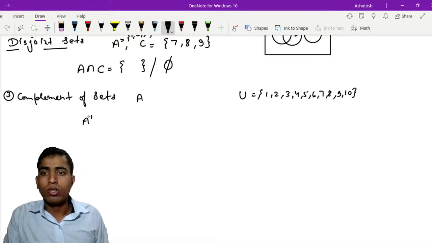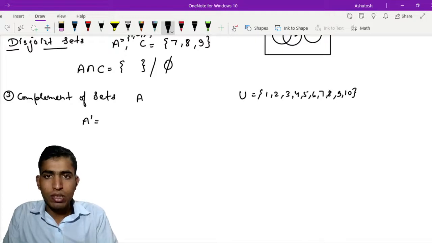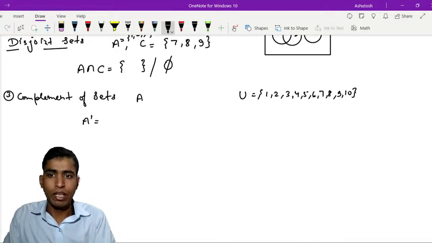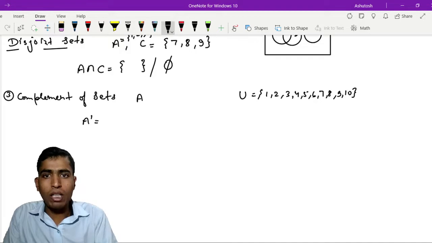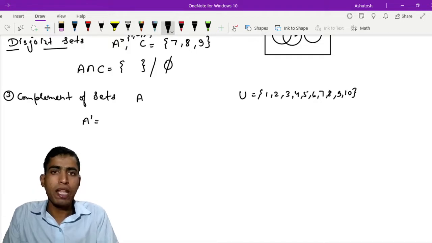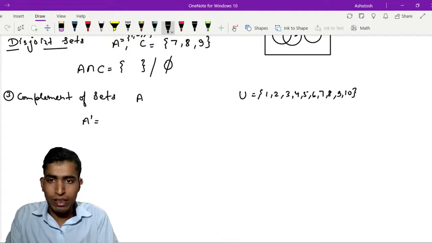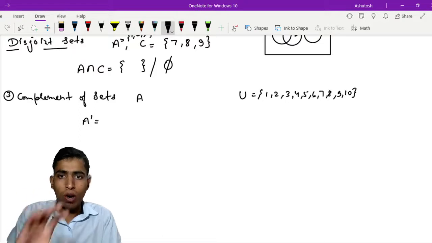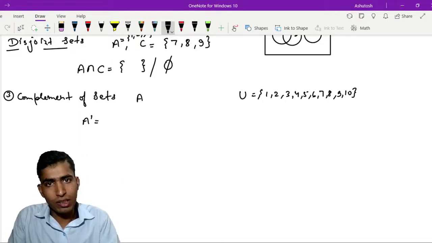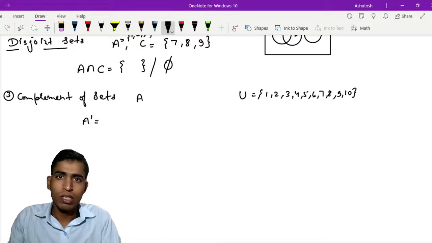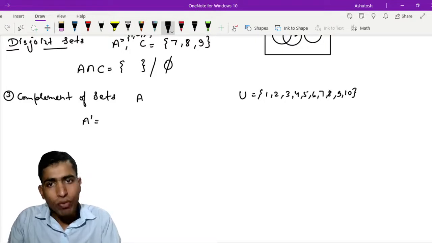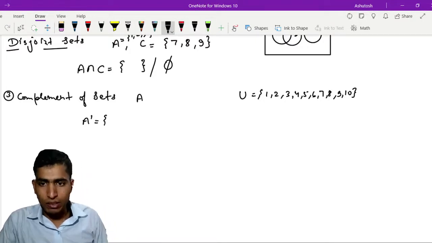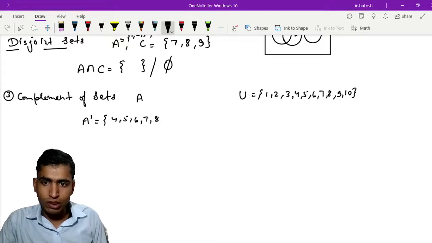Then A dash will be all the elements except A. A dash will consist of all the elements of the universal set except those of A. We don't want any element of A. In this way, A dash will be 4, 5, 6, 7, 8, 9, 10.